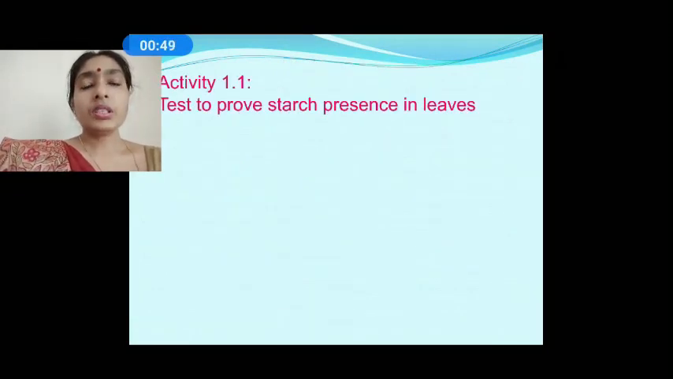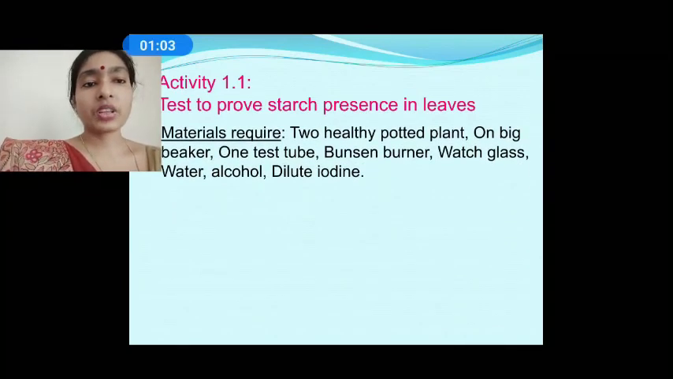In photosynthesis, plants prepare carbohydrate. That carbohydrate is stored in the plant as starch. Today we are going to prove that starch is present in leaves. So to do this experiment, what do we need? The required materials are two healthy potted plants, one big beaker, one test tube, a Bunsen burner, a watch glass, water, alcohol, and iodine.